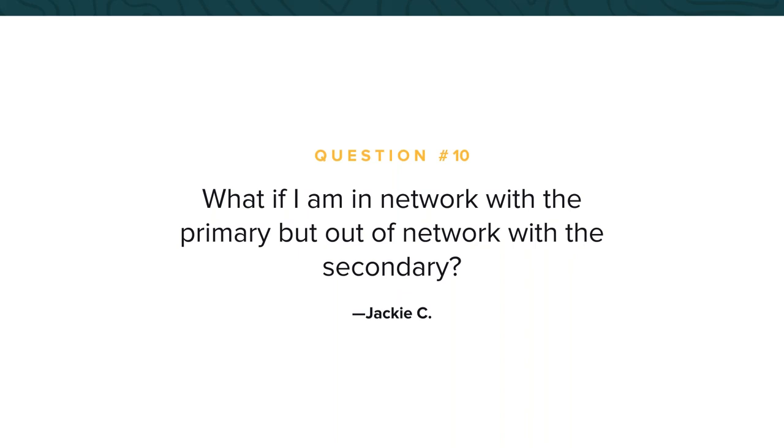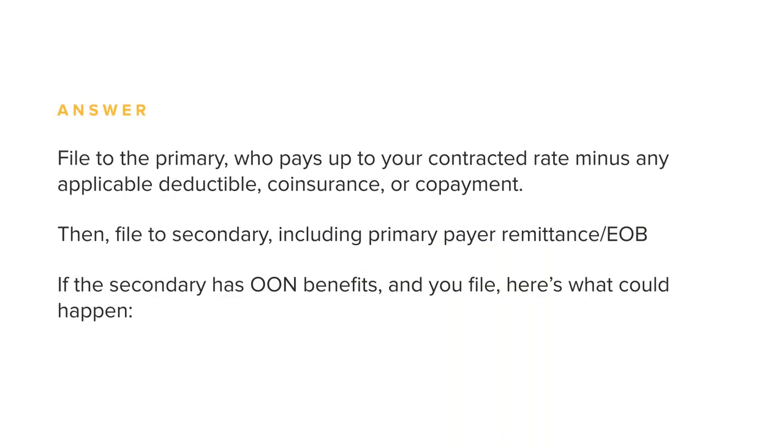But all right, our next question is, what if I'm in network with the primary, but out of network with the secondary? So a reversal of the previous question. Okay, in some ways, that makes it a whole lot easier, because at this point, filing to the secondary is really optional. I would say, file to the primary and, of course, verify your benefits so that you know what the patient is going to owe, let's say if they only had that primary insurance. And the primary will work just like any other. They're going to pay your contracted rate minus any deductible, co-insurance, or copay.